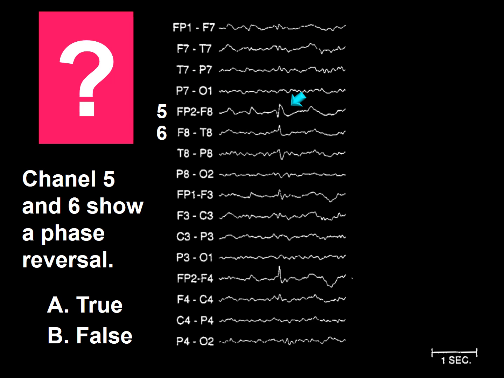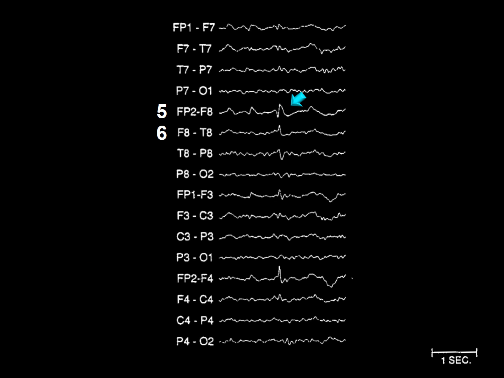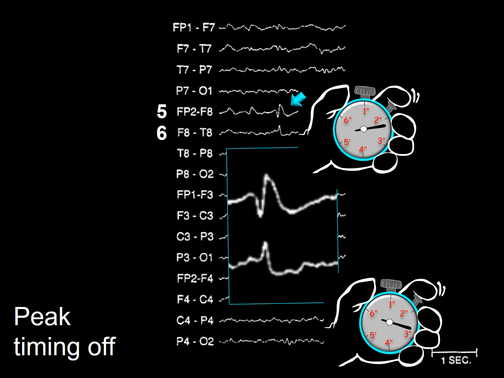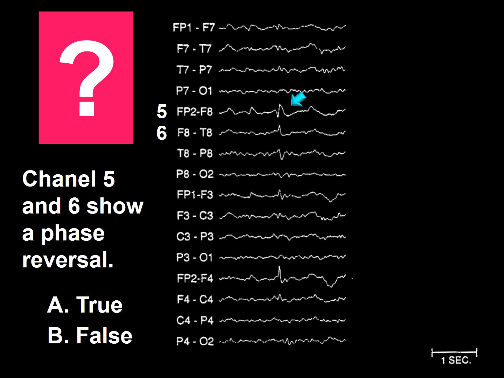Next question. Channel 5 and channel 6 show a phase reversal. True or false? The activity in channel 5 and 6 can be misinterpreted as an instrumental phase reversal. This is not the case. Two points suggest this conclusion. The two waves have dissimilar shapes, and the timing is slightly off between them. So the answer to this question is false.